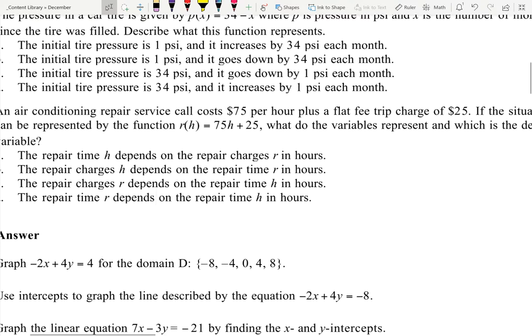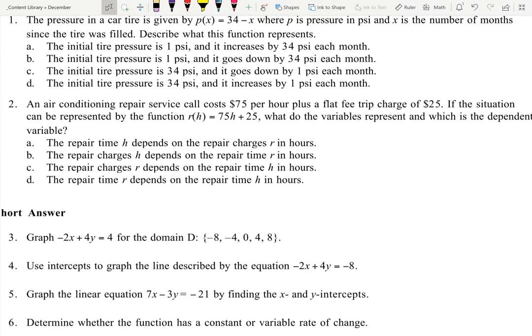All right, now number 2. An air conditioning repair service costs $75 per hour plus a flat fee trip charge of $25. That's a lot of money per hour, just by the way. If the situation can be represented by the function r of h equals 75h plus 75, what do the variables represent and which is the dependent variable?